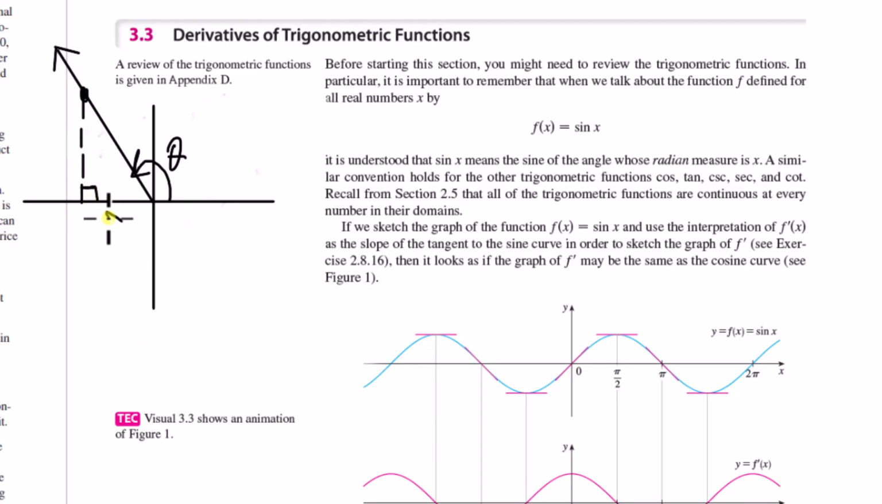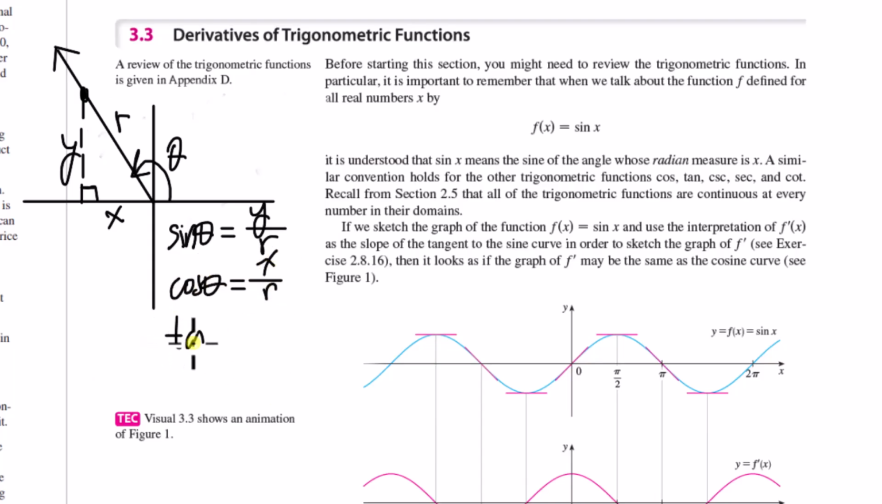Now this point has coordinates x and y, and x and y could be negative based on the point. So x is negative here, y is positive here. The radius r is always positive because it's the square root of x squared plus y squared. Then sine of theta is y divided by r, cosine of theta is x divided by r, and tangent of theta is y divided by x. Cosecant, secant, and cotangent are just the reciprocals. So you can see the trig functions are defined based on any angle in any units.